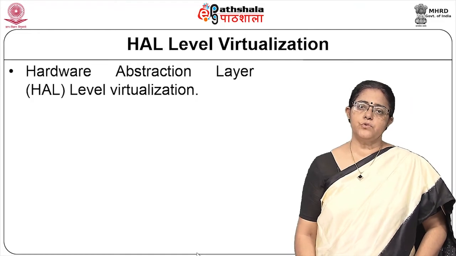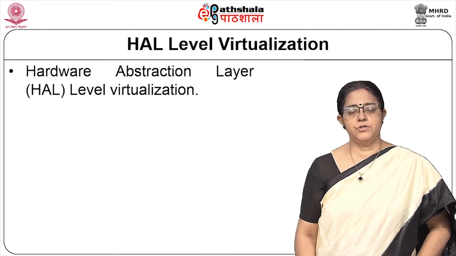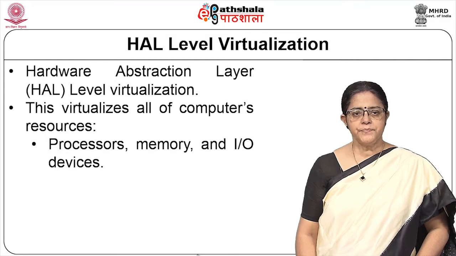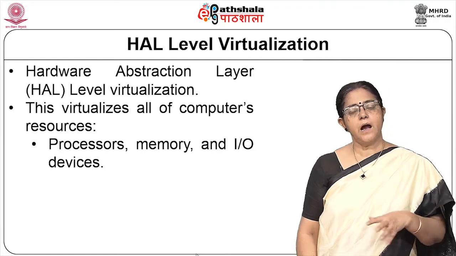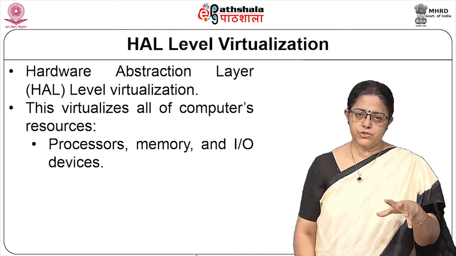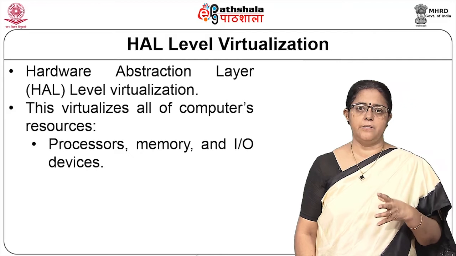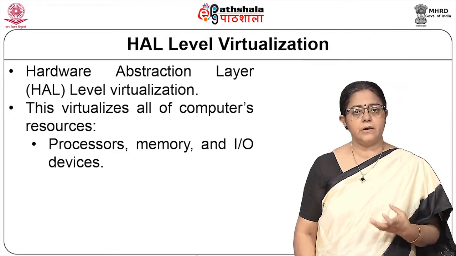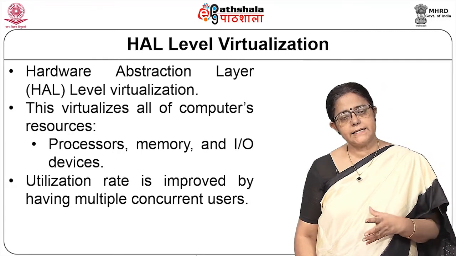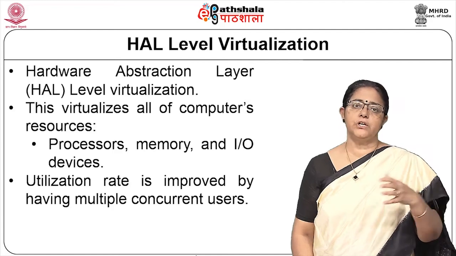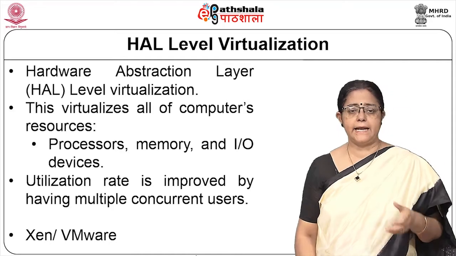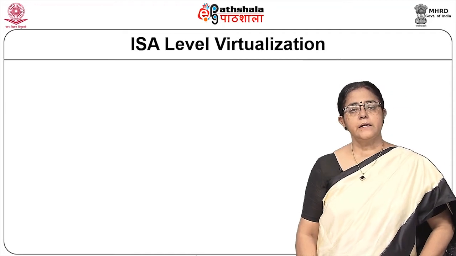Then comes perhaps the most popular virtualization, which is the hardware abstraction layer virtualization or HAL level virtualization. This virtualizes the hardware, the processor, the memory, the I/O devices, this whole bunch of components that our machine contains, all these are virtualized. By virtualizing this, we can improve the usage of the hardware, especially the processor. Xen and VMware are examples of that.